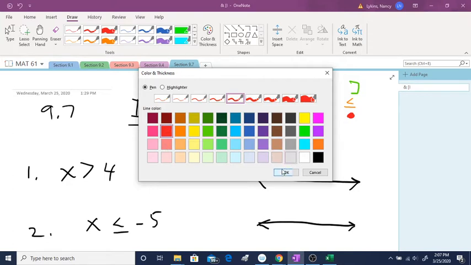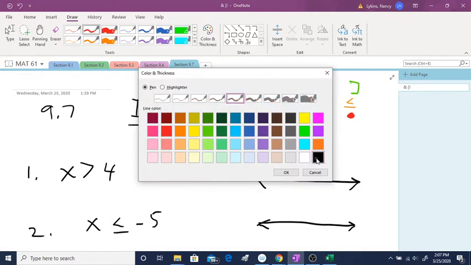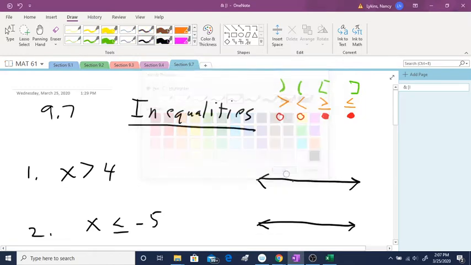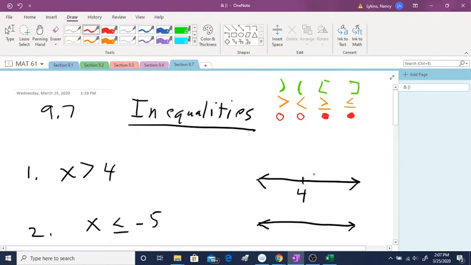So let's do a few of these. When I'm looking at x is greater than 4, on my number line, I'm going to look at 4. Since x is greater than 4, I know that it's going to be an open circle, and the arrow means numbers that are greater than 4. So that means 5, 6, 7, 8, and so forth. So I know it's going to the right.